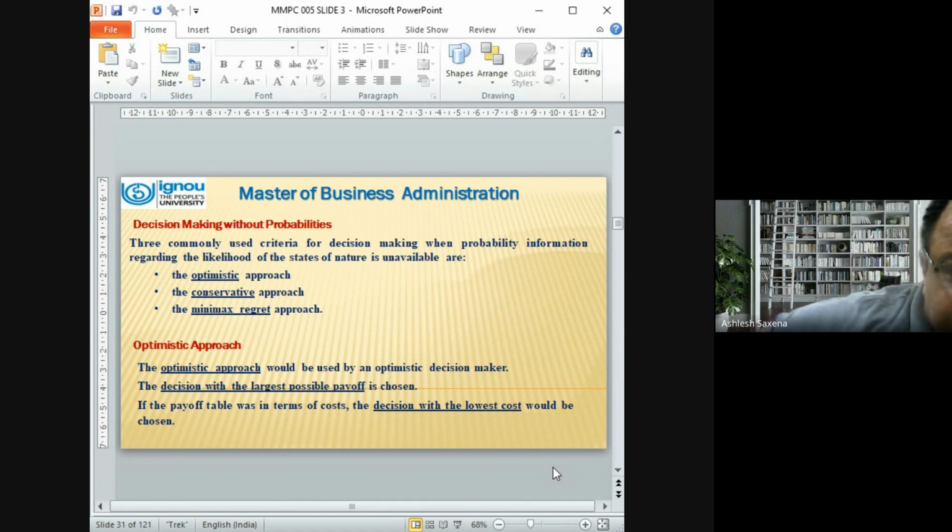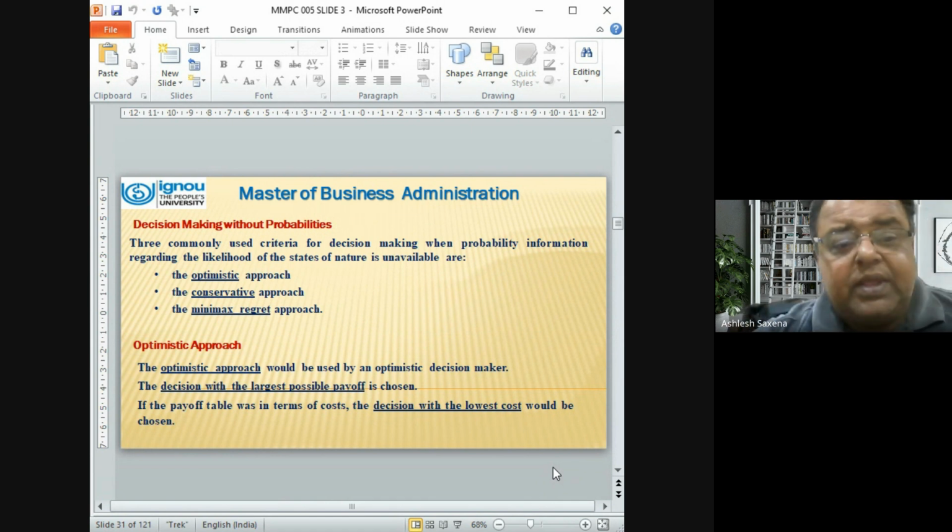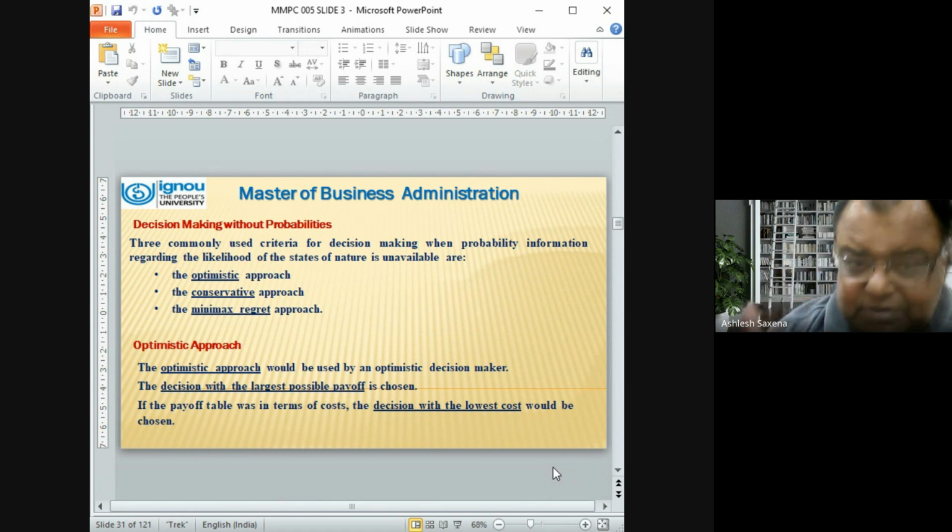Now, what happens in the optimistic approach? The optimistic approach would be used by an optimistic decision maker. The decision with the largest possible payoff is chosen. And if the payoff table was in terms of cost, the decision with the lowest cost would be chosen. We always use that.